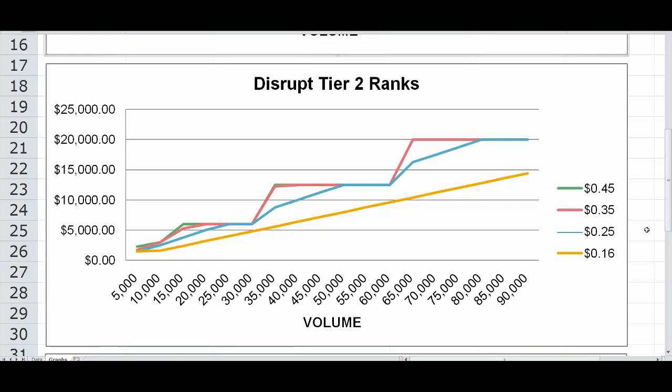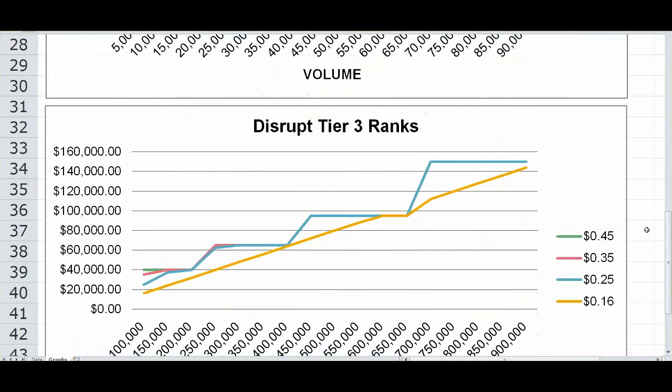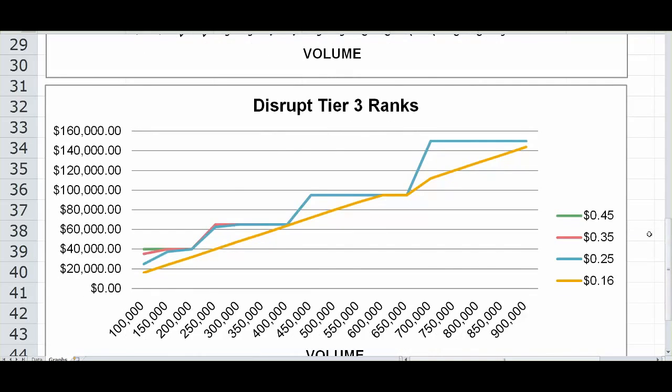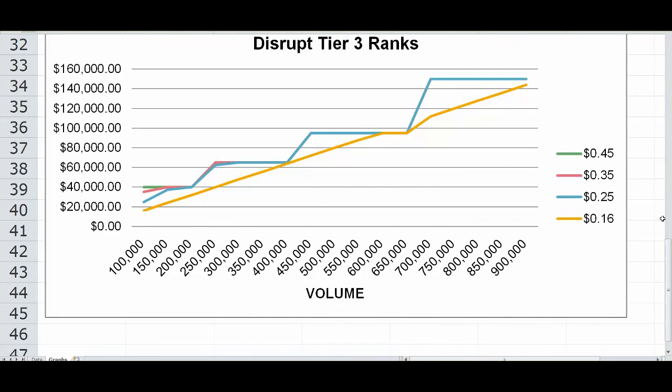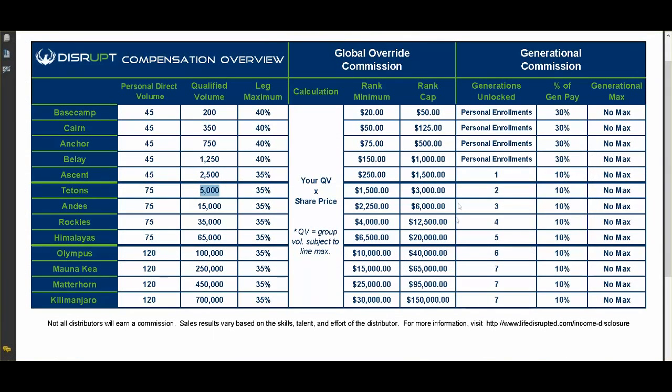So let me show you again what happens at the tier 3 ranks. Now we're talking about some of our big leaders, which I hope all of you aspire to be. And same thing here. The gold line, 16 cents a share, if we ever end up there again, still goes up nice and high, but we've got everybody now, 25, 35, and 45 cents a share, maxing out the comp plan. Everybody's maxing out the range for their rank. So everybody's over here on these maximums.